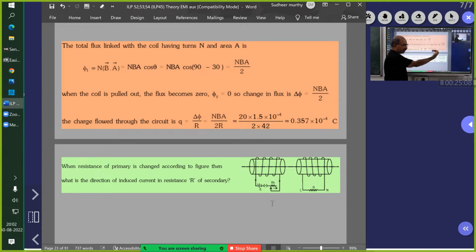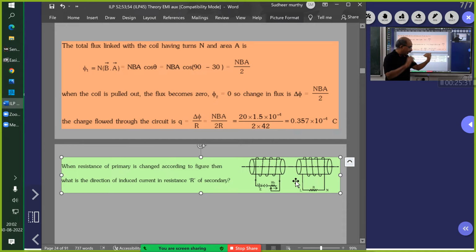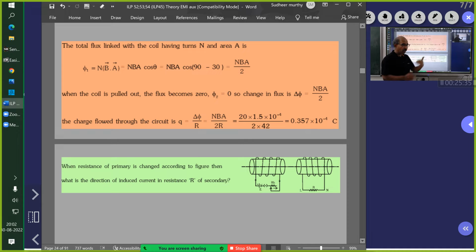So, the coil sense is like this, and the field was coming like this. Now, you see here, the field is like this. If you move the rheostat from left to right, then this flux is reducing. Is that clear? Yes, sir. So this flux is reducing. Now here the current will flow in a direction to maintain the original flux. You got it? To maintain the original flux.